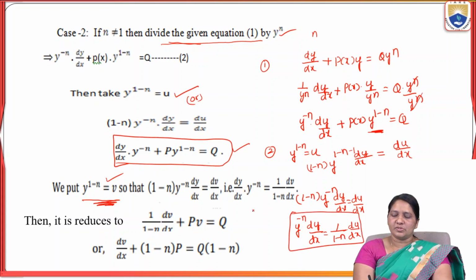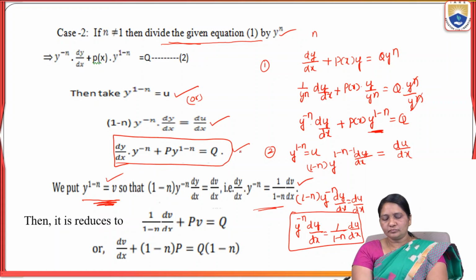That value we can observe here. This is what we have. If you are replacing u, this is the value. Now we are going to replace this in equation 1. Then we can observe what happens here.